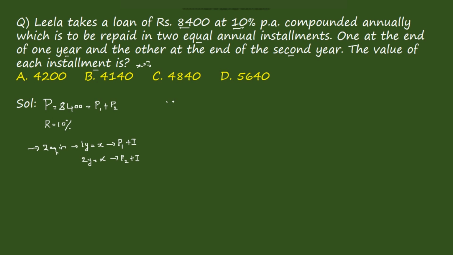For this also we have a formula: the principal paid in the number of years is X by 1 plus r by 100 whole power t. But we know that the first year and second year total is 8400. So P1, the first year, plus P2, the second year, is equal to 8400. Just substitute the values. We get X by 1 plus r, which is given as 10, 10 by 100.